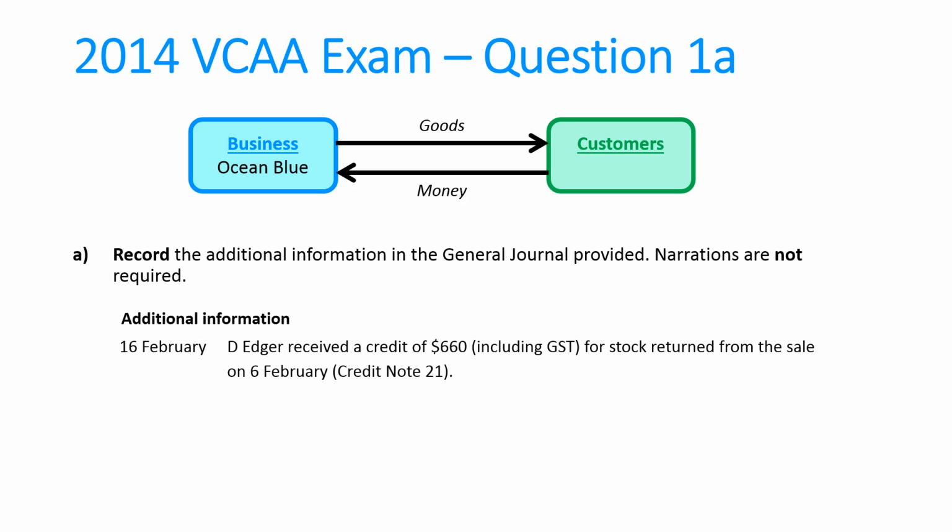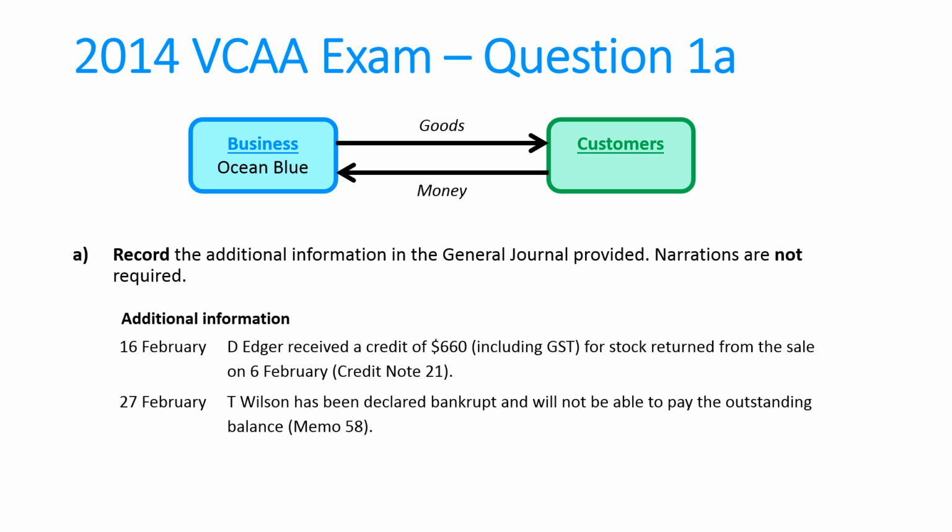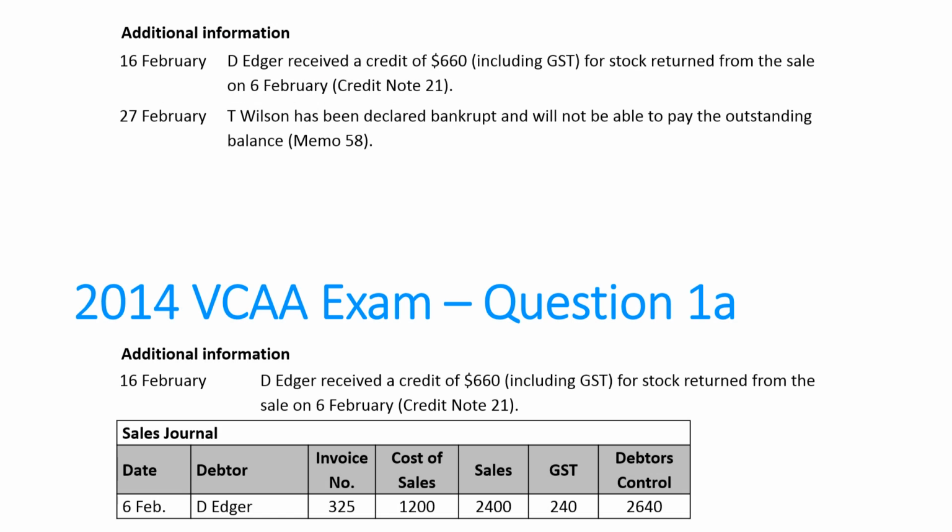So the first question that you were asked was to record the additional information in the general journal provided, and note it said that narrations are not required. So the first thing you were asked to do was on the 16th of February, D. Edger received a credit of $660 including GST for stock returned from the sale on the 6th of February. The other transaction you were asked to process was on the 27th of February. T. Wilson was declared bankrupt and will not be able to pay the outstanding balance.